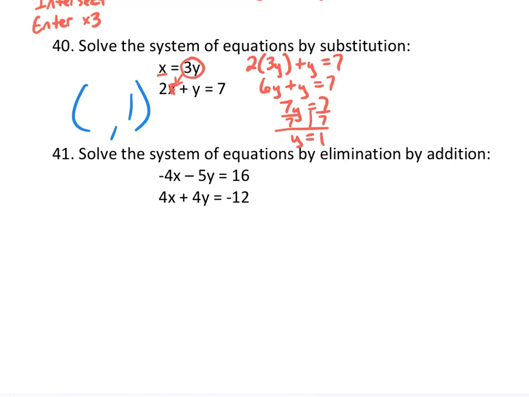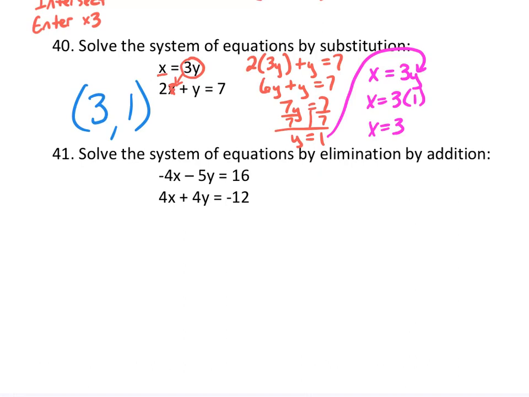Now we always go back and get the other variable. I'm going to choose to use my top equation, and since y is 1, I'm going to plug in a 1. So x equals 3 times 1, which means x equals 3. So my answer is written in blue, 3, 1.